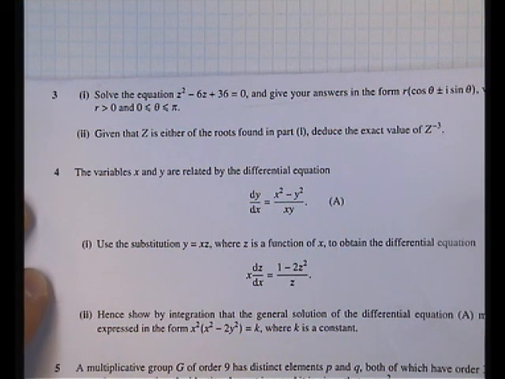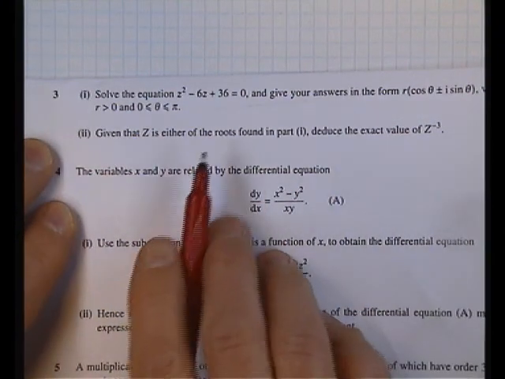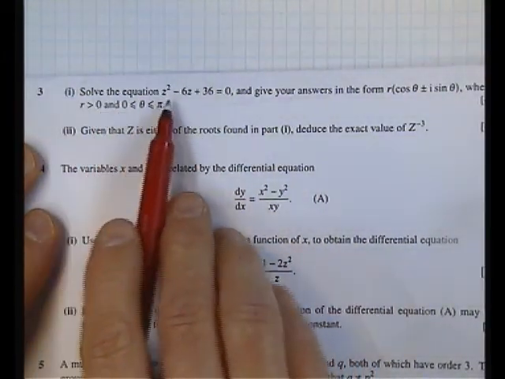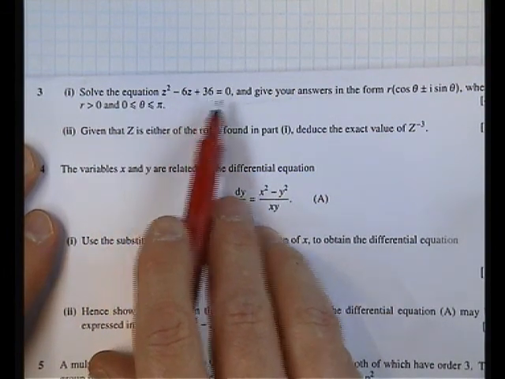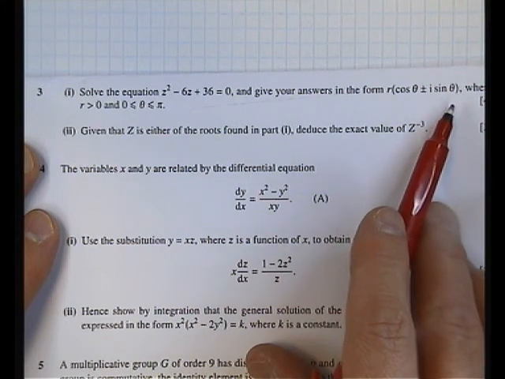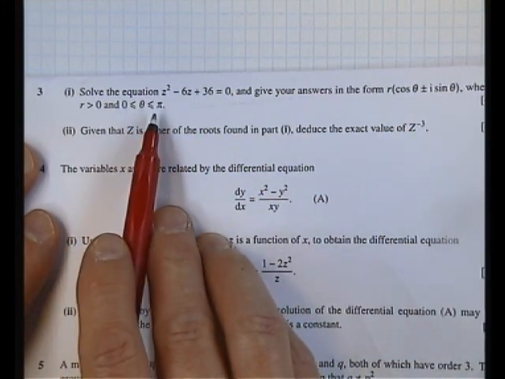This is FP3 January 2007, question 3, a complex number question. I've got that zoomed in on the board here. It says, solve the equation z squared minus 6z plus 36 equals 0, and give your answers in the form r(cos theta plus i sin theta), where r is greater than 0 and theta lies between 0 and pi.